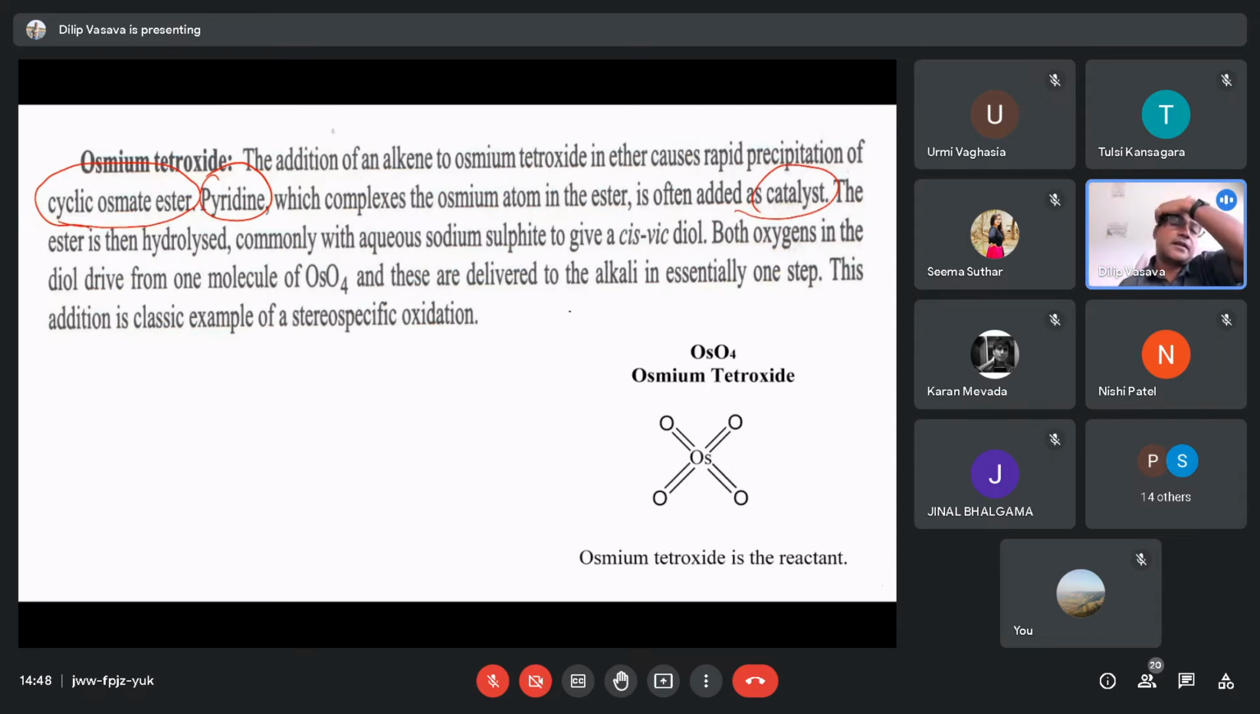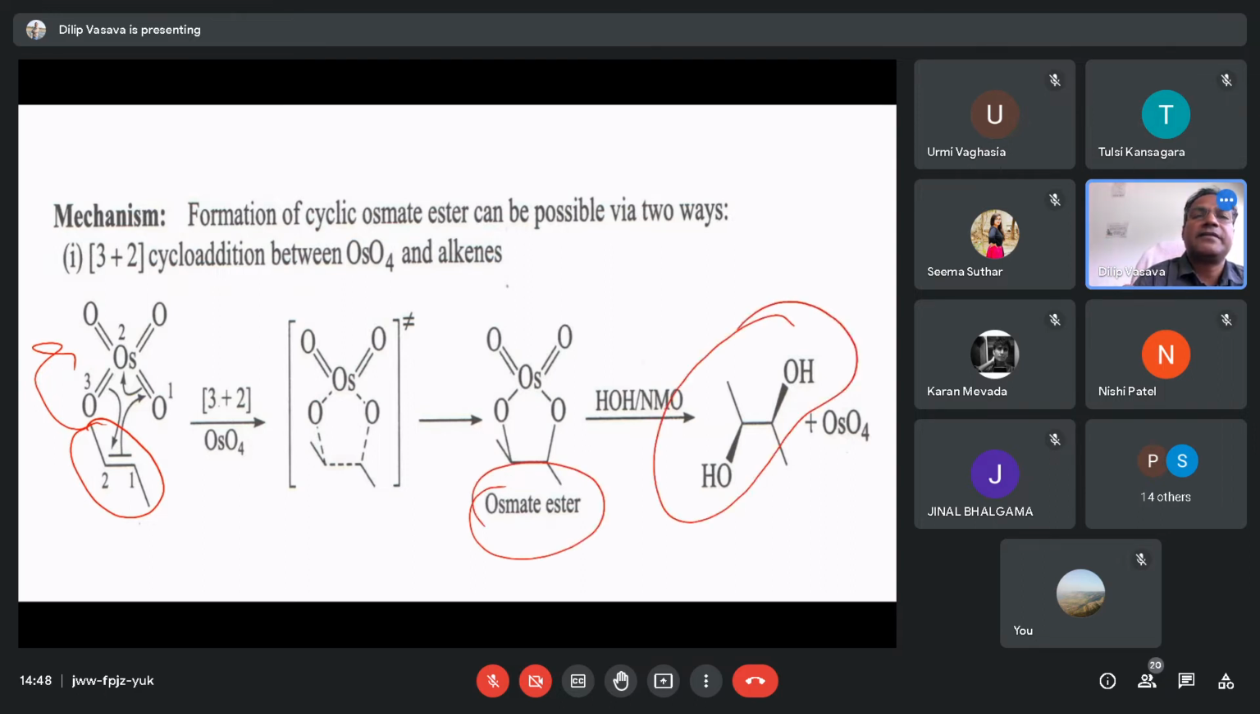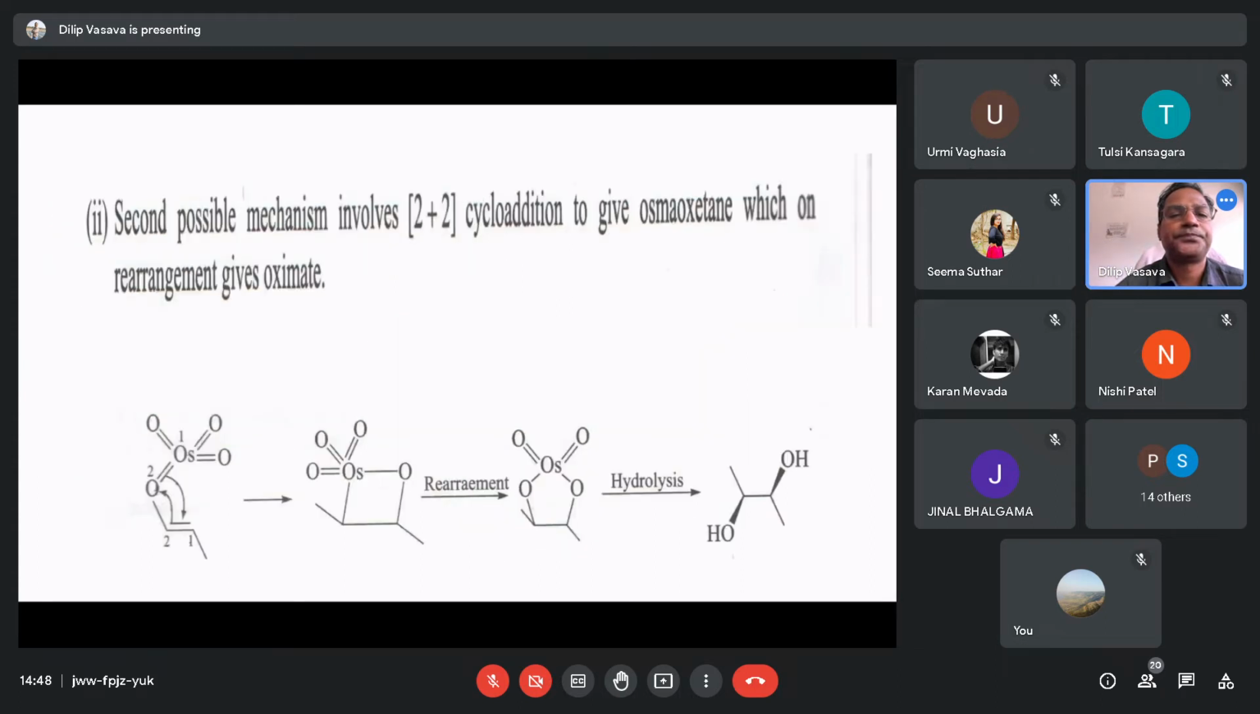Later the ester is hydrolyzed and sodium sulfite is formed along with the oxidizing product. So this is the mechanism of the compound, this is the alkene, but here osmium tetroxide is utilized, in which the osmate ester is forming as an intermediate, and finally it gives the diol. This is another mechanism.